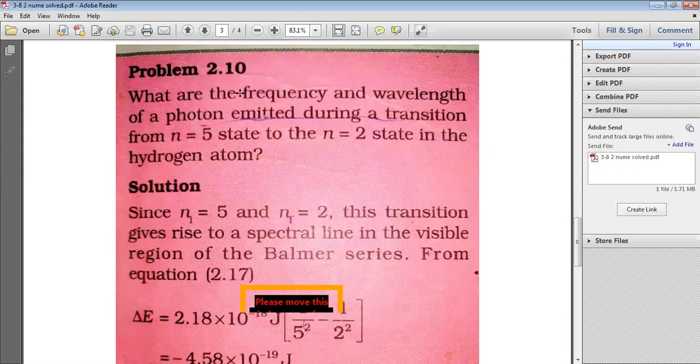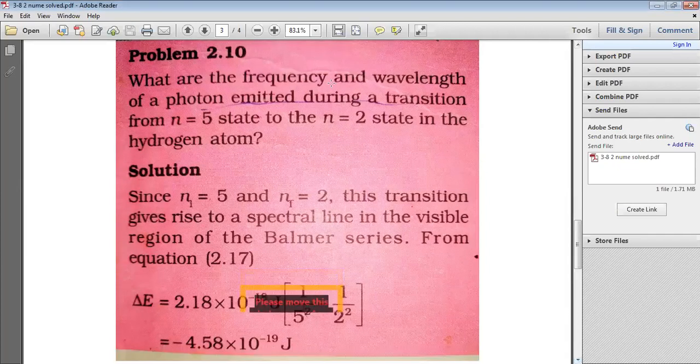What are the frequency and wavelength of a photon emitted during the transition from n is equal to 5 state to n is equal to 2 state in the hydrogen atom? So here we need to understand this problem. First, let us understand that we are given the frequency and wavelength, that is your nu as well as the lambda, of a photon emitted during the transition from n is equal to 5 state to n is equal to 2 state in the hydrogen atom. So now we are going to solve this problem.